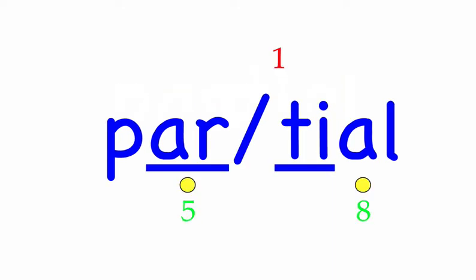Partial. Row 2, rack. Rack. I am going to rack my brains until I figure out where I put my keys. Rack. 3 sounds. R, a, k. Rack. Mark the word. Rack.